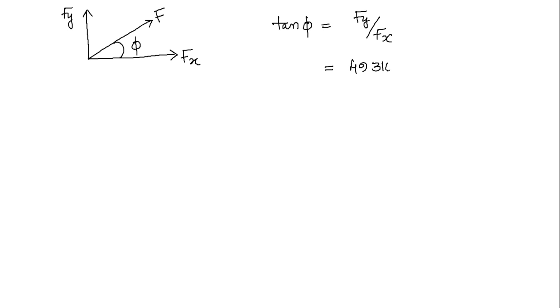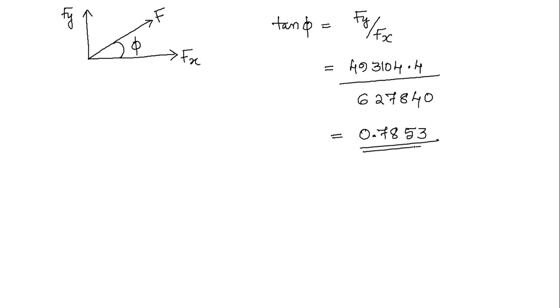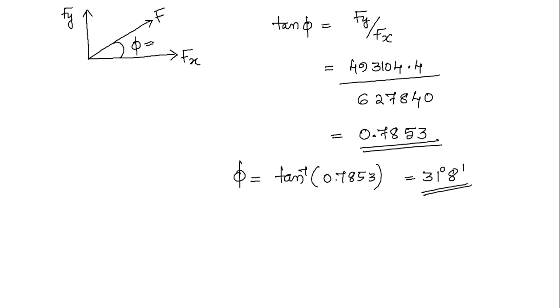Now we can mark the direction of Fx and Fy. Fx will be acting in the positive x direction and Fy will be acting in the upward direction. This is the resultant force F and this angle is phi. So tan phi will be equal to Fy by Fx. We will get it as 0.7853. From this, phi is equal to 31 degree 8 minutes. So this angle is 31 degree 8 minutes.